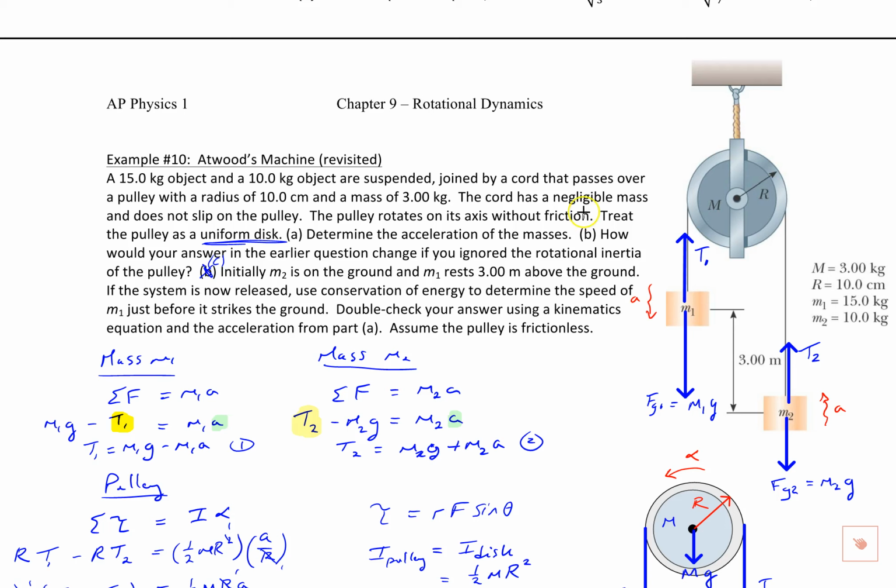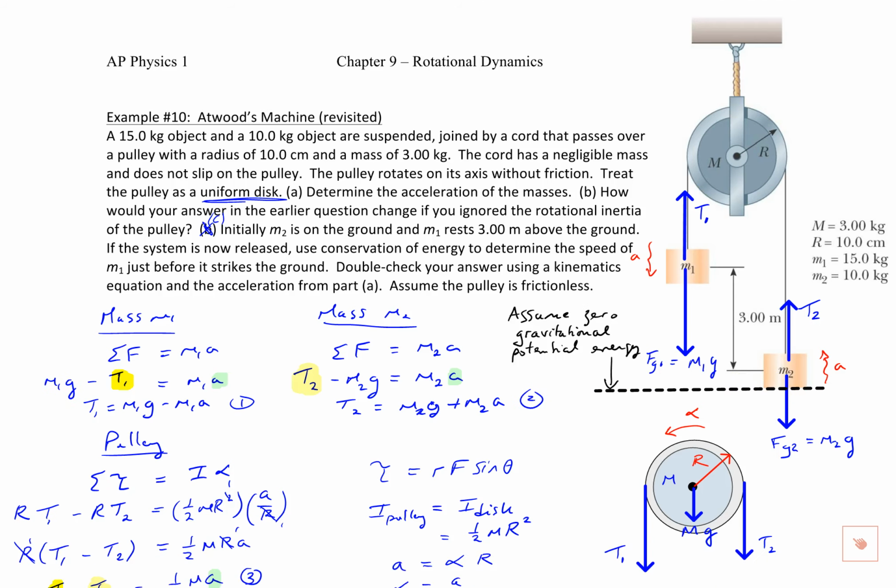Going back to our diagram, I'm going to assume right here at the very bottom, on the ground, that we're going to make the assumption that it's zero gravitational potential energy right at the surface here. So essentially M2 will have no potential energy initially, but M1 will have potential energy dependent on its 3 meters.